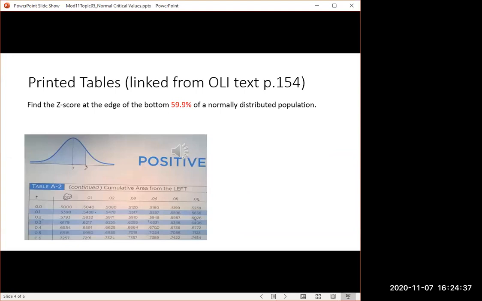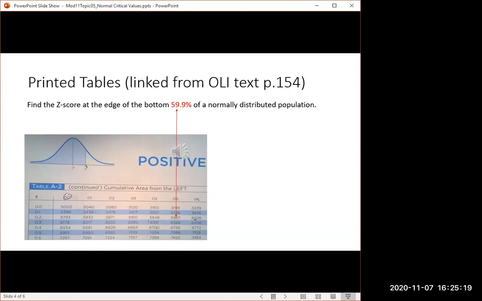So we want to use a printed table to find the z-score at the edge of the bottom 59.9% of a normally distributed population. So I'm thinking about this blue area in the picture here being the 59.9%. And what I'm trying to find is the z-score, the position along the x-axis. I want to find the z-score right at the edge of the blue shaded 59.9% region.